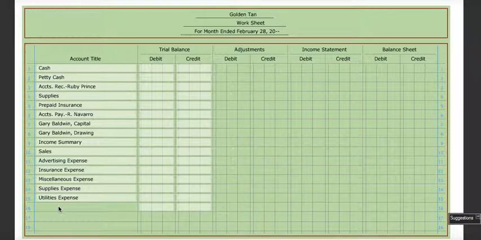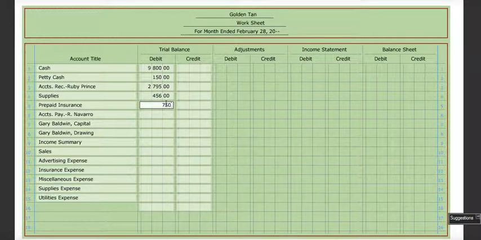Now, cash was a debit of $9,800, so I just go in here and put $9,800. Petty cash was a debit of $150. Accounts receivable was a debit of $27.95. So all you're doing is taking these numbers from our book directions and literally putting them on a worksheet. Nothing else is happening right now. Supplies, $456. Prepaid insurance, $750.